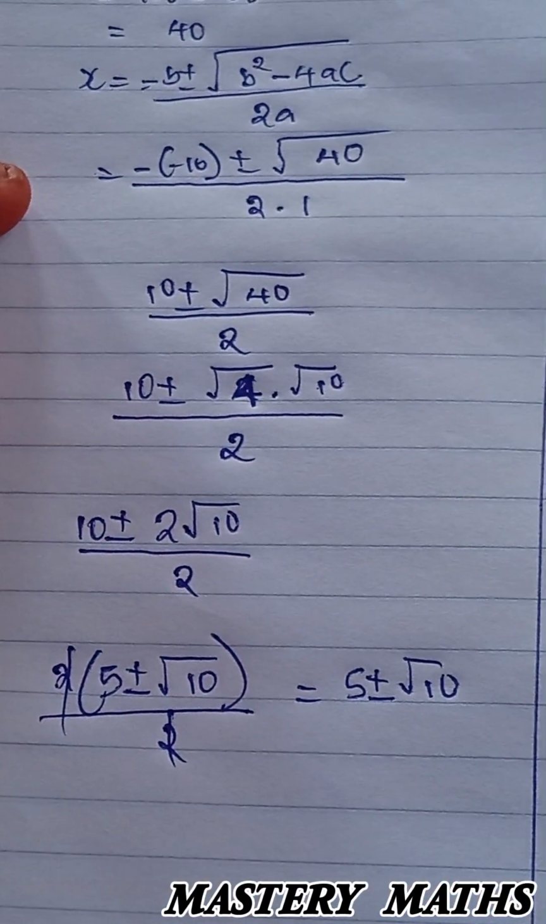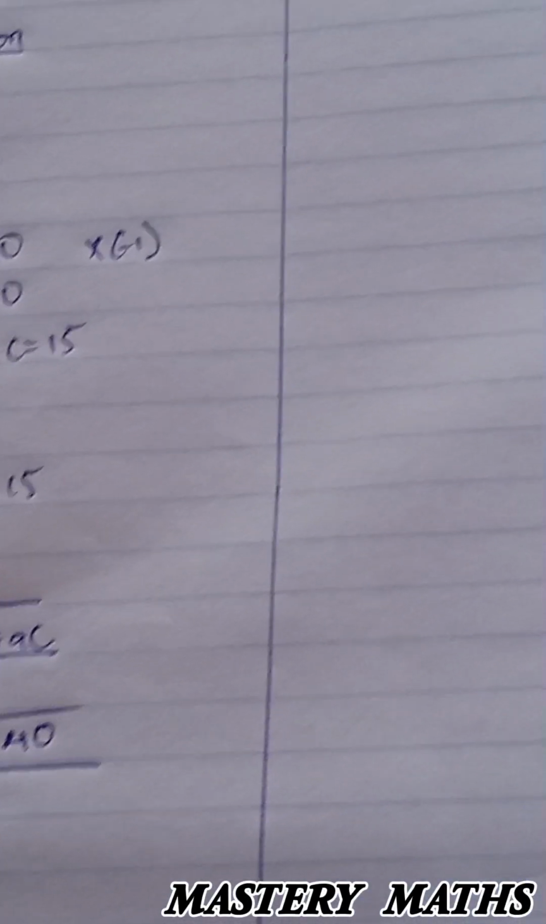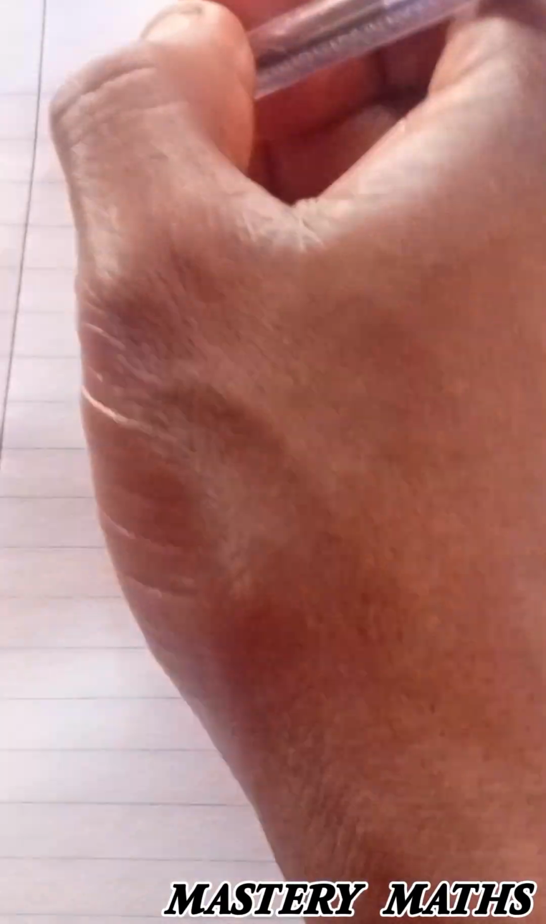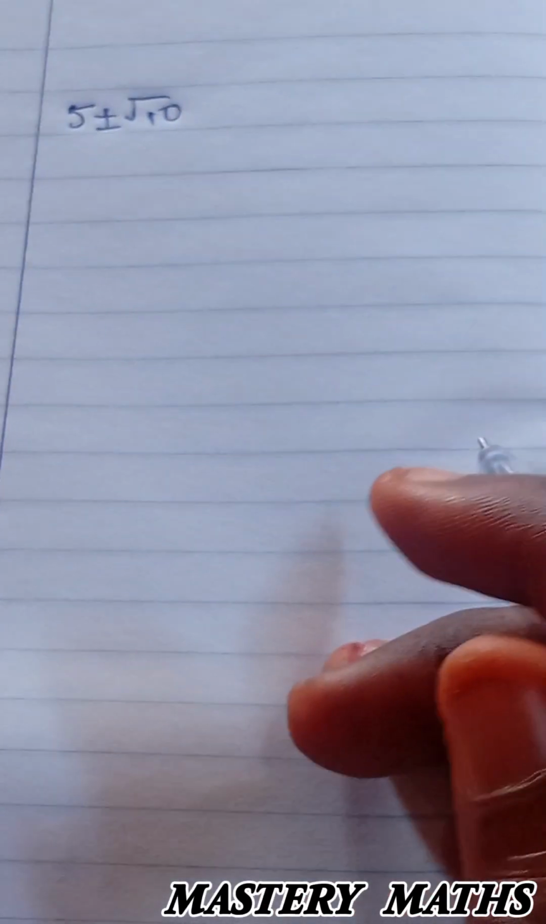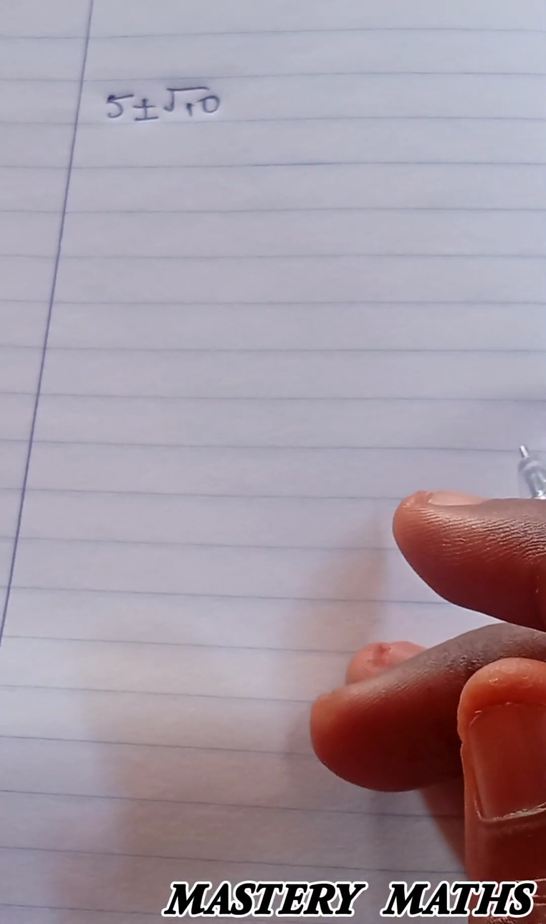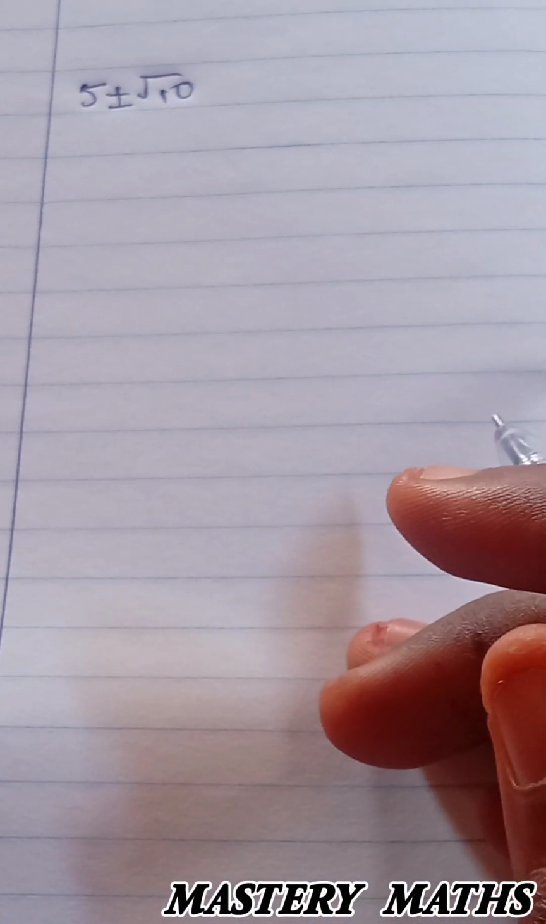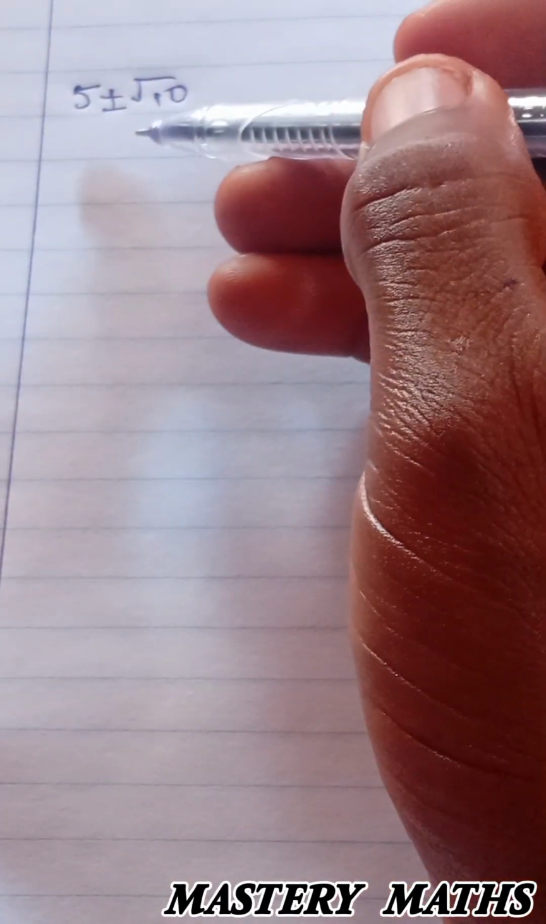So that's it. Now if you look at this, the answer we just solved is 5 plus or minus root 10. Now we're going to call that a. You have two values here.